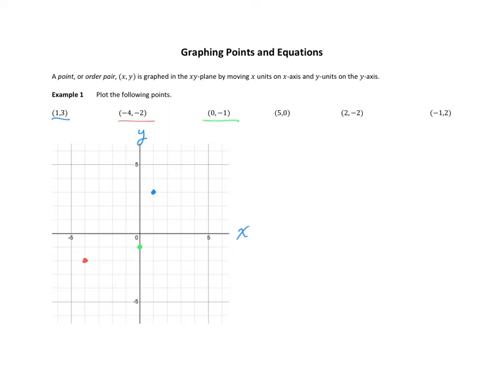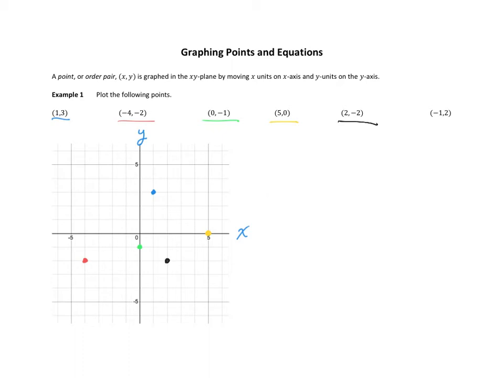Next, 5, 0. So this time we go 5 in the x direction, and we don't go up or down because the y value is 0. And so the point 5, 0, this one, is located right here. The point 2, -2, starting here at the origin, we go 2 in the x direction and then -2 in the y direction. So this point is located here.